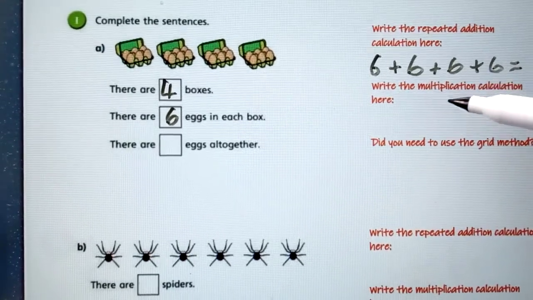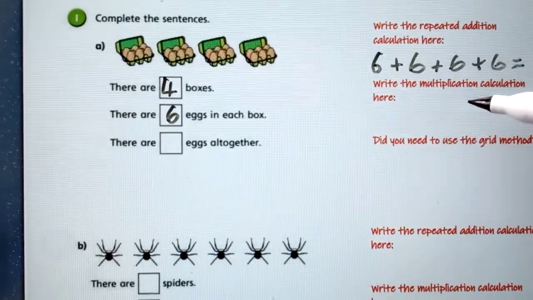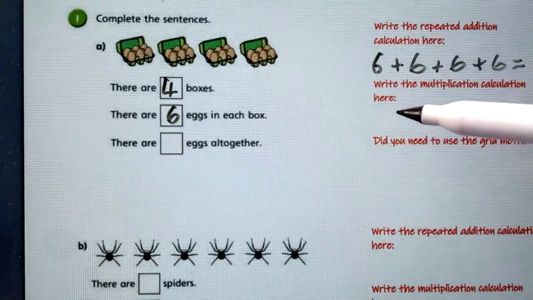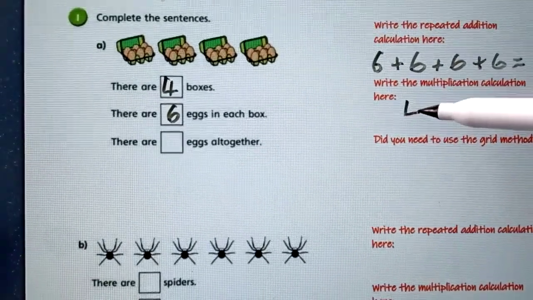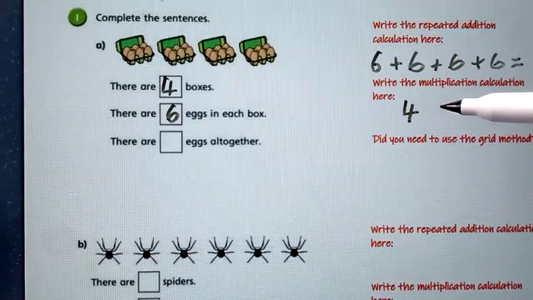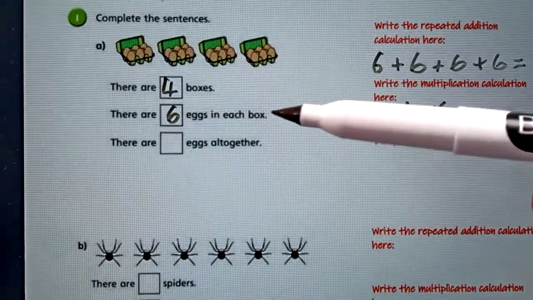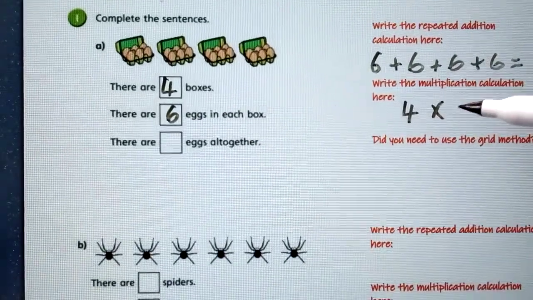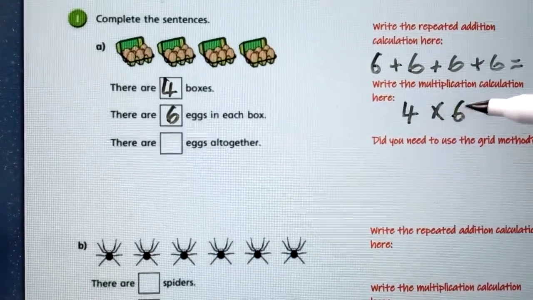And then it says here, write the multiplication calculation here. Well, the first box becomes the first part of our multiplication. Okay, so I've got 4 boxes, and then the second number becomes the second part of it. I've got 4 boxes of 6.